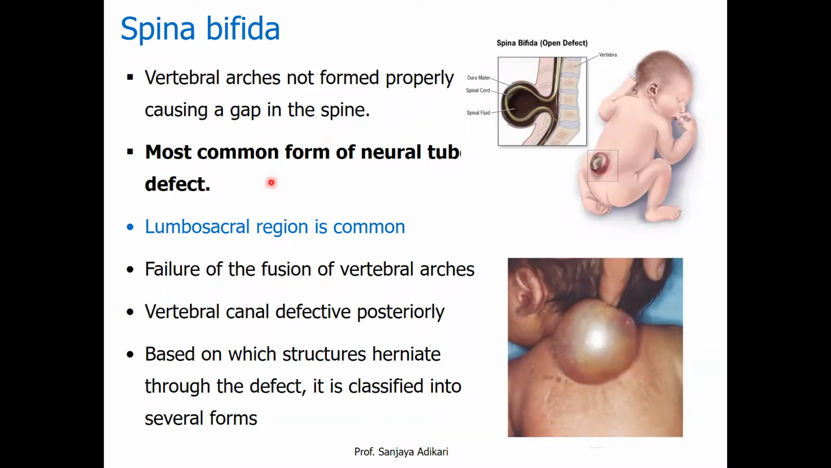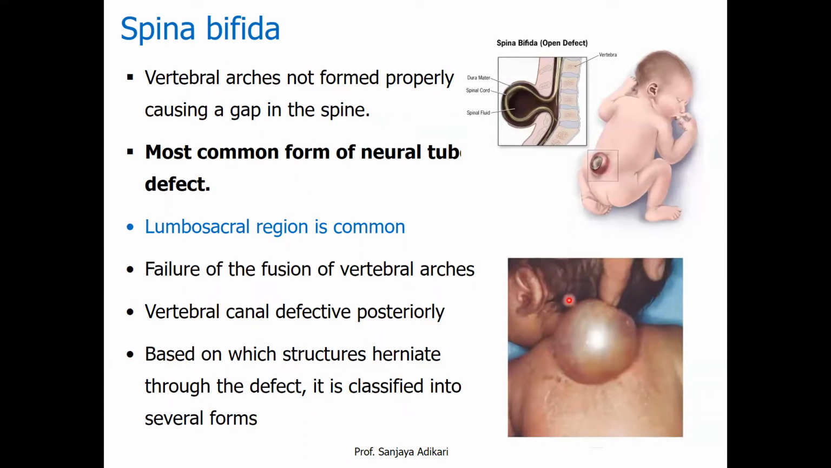This is the most common form of neural tube defect. If somebody asks about the commonness of the neural tube defect, it is the spina bifida that is most common, and it's more common in the lumbosacral region. But you can see here the case of spina bifida in relation to the neck area. Here it's not head, it's the neck area, which is not very common like the lumbosacral area. So this I already mentioned.